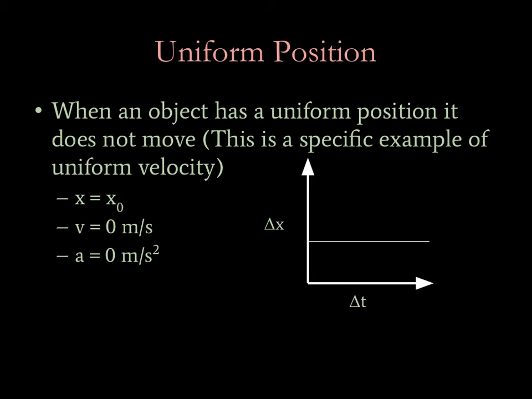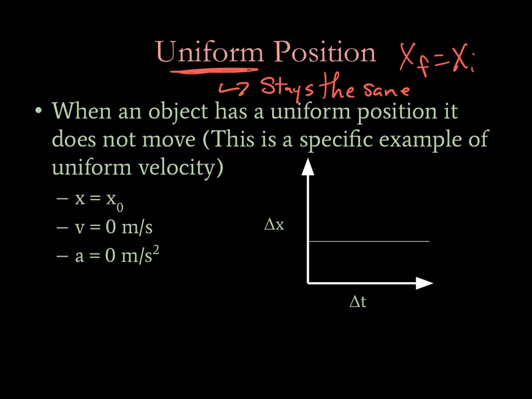First, we have a uniform position graph, and this is a great graph, hopefully easy to understand and interpret. This term uniform, hopefully you recognize, means stays the same, right? So if something is uniform, it doesn't change. So if your position is uniform, that means that your final position is equal to your initial position. And so graphically, it's going to look like this, right?